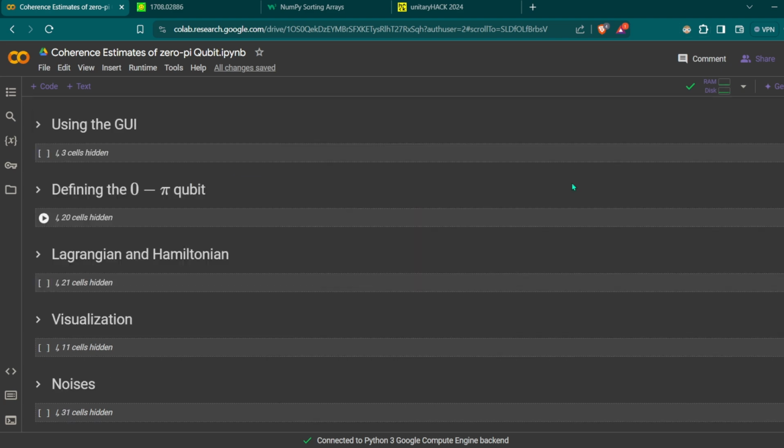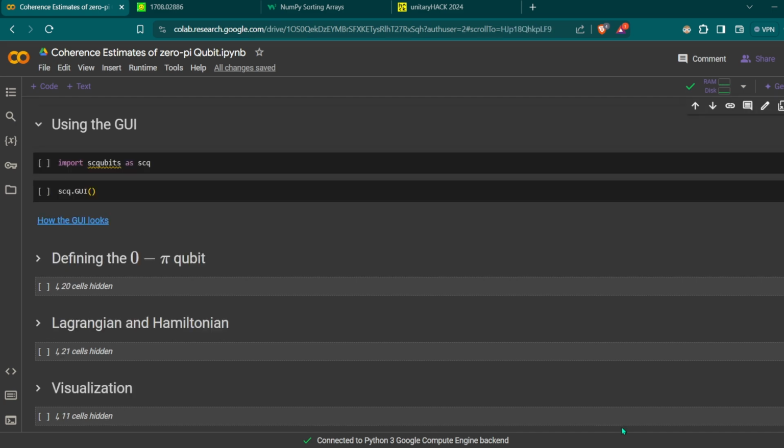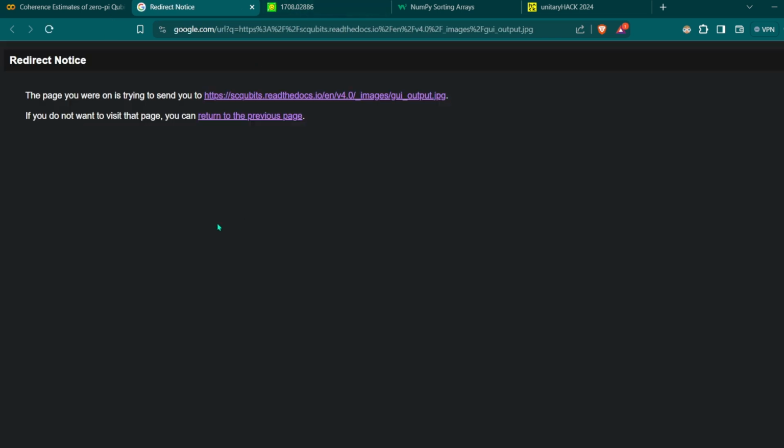Next, we have the GUI of scQubits. If we are using this notebook as a local Jupyter Notebook, then you can directly use the GUI and see how it goes for the scQubit. But as I'm using the Google Colab and it doesn't support the GUI, so I'm going with the old-fashioned CLI methods. If you want to see how the GUI looks for the scQubits, I have given a link in there which you can directly see.